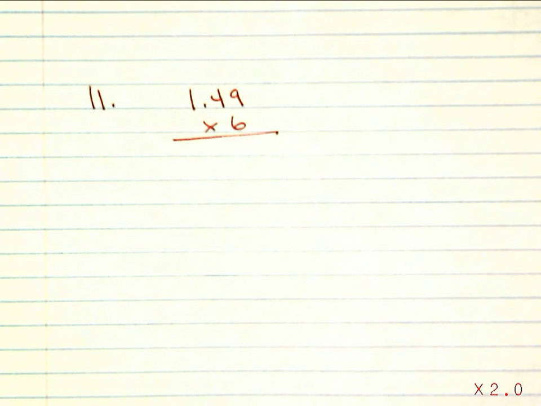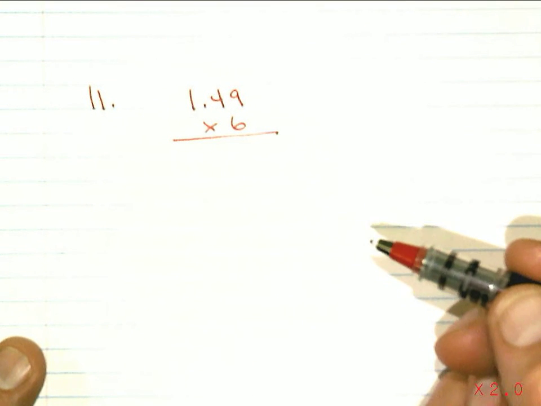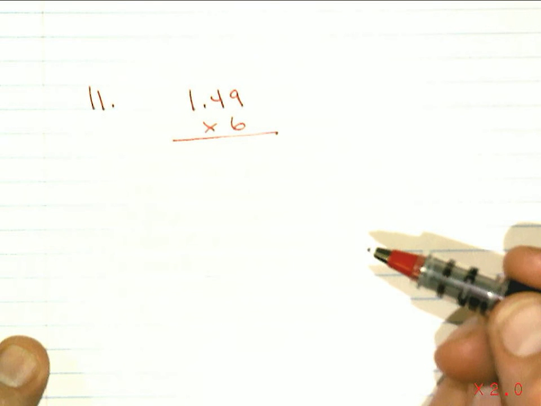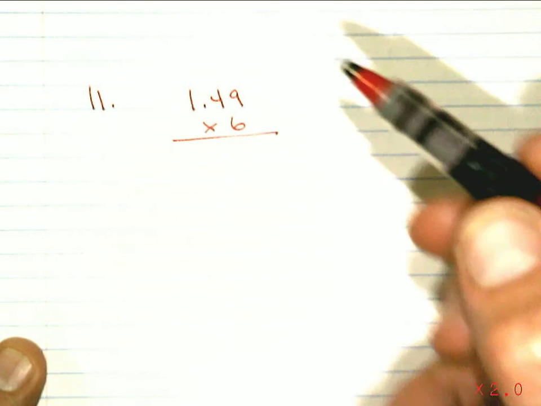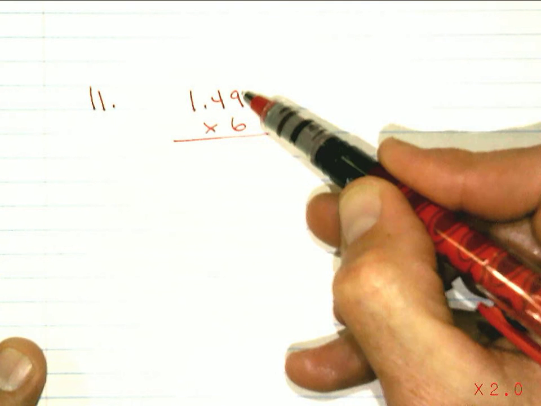Problem number 11 is really a mental math problem, or intended to be a mental math problem. And so I'm going to do this problem two ways. I'm going to do it using a standard multiplication algorithm, and then I'm going to show you how I would do it mentally. So I can just simply go ahead and do 9 times 6, the standard way.